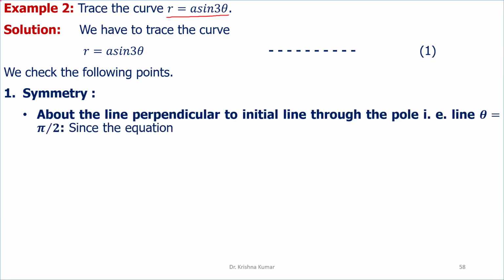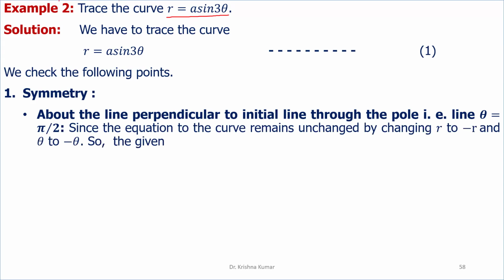We know that this Rose curve is not symmetric about the pole because the value of n is odd. Let us check whether it is symmetric about the initial line or not. If we replace theta by minus theta, since sine is always an odd function, sine of minus theta is minus sine theta. So it is also not symmetric about the initial line theta equal to 0.